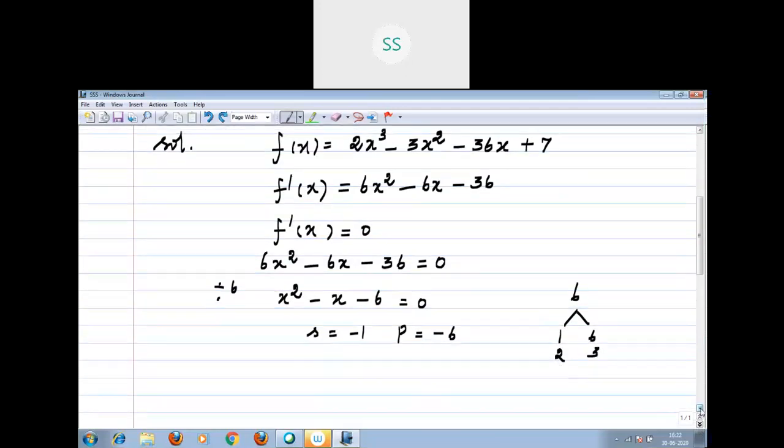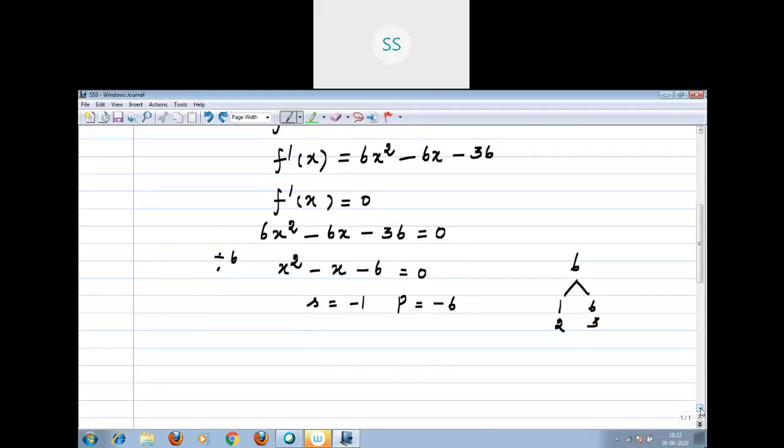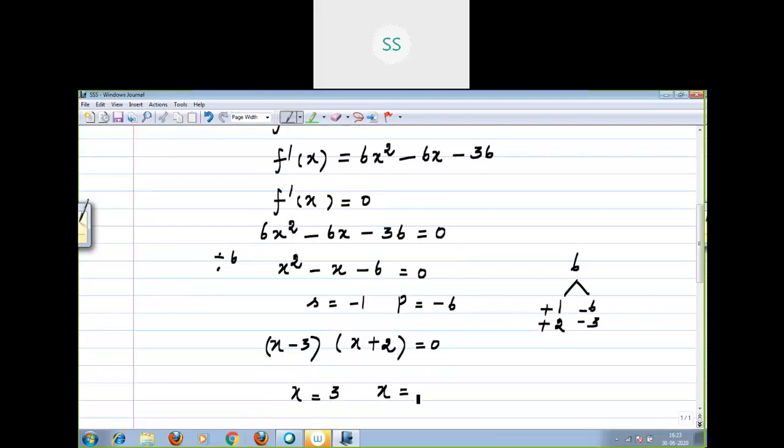Now, based on the sum you have to select the possibility. Sum is negative, so the bigger number negative, the smaller number positive. Then you are going to factorize: x minus 3 into x plus 2 equal to 0. Now x is equal to 3, you are equating with 0. You will get it as 3. x equal to minus 2. The minus 3 will act as positive, the plus 2 will act as negative.